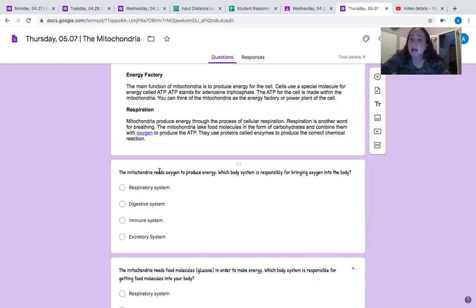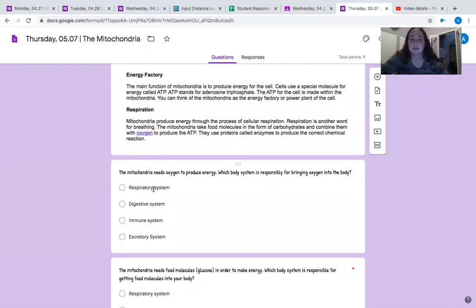Now, the mitochondria, as we just said, needs oxygen to produce energy. So let's review body systems, because this all connects. Which body system is responsible for bringing oxygen into the body? If you never did the body systems lessons, first of all, that's on you. You missed some really interesting lessons. Just try your best or Google it if you can.